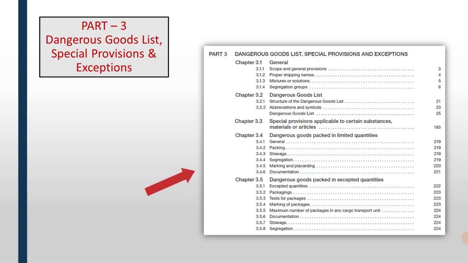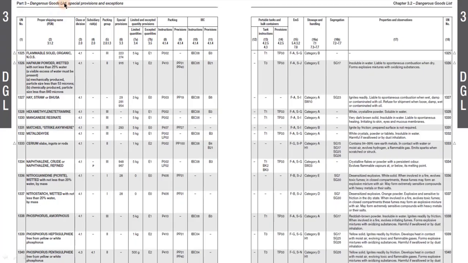This is an extract from the contents of the volume 2 of IMDG code. Under part 3, chapter 3.1 is general, 3.2 is the dangerous goods list, 3.3 special provisions, 3.4 dangerous goods packed in limited quantities, and 3.5 is dangerous goods packed in accepted quantities. Now let us straight away go to the DG list and understand what it is. This is an extract from the DG list.